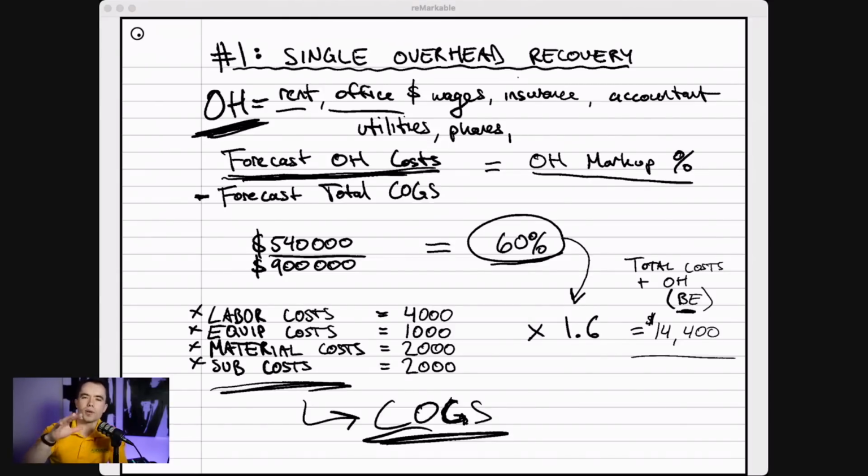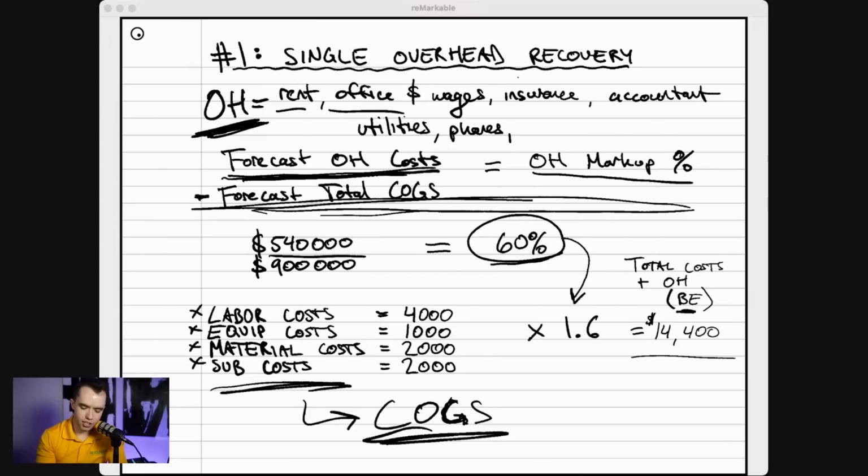Now, this is not what you're going to charge on the estimate for the customer. This is simply your break even point, your total cost, your cost of goods sold, plus your overhead recovery. So this is the first way to do it, your single overhead recovery. It's simply coming up with a percentage based upon your overhead cost divided by your total cost of goods sold, okay? So this is the equation that you're thinking about when it comes to the first formula.